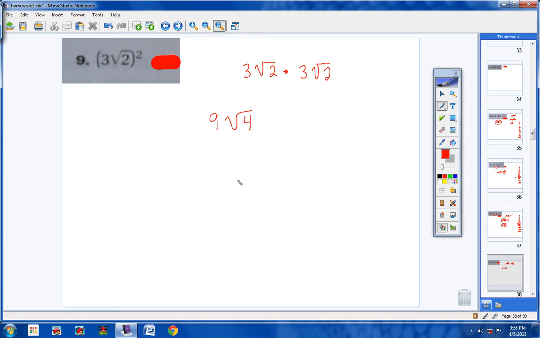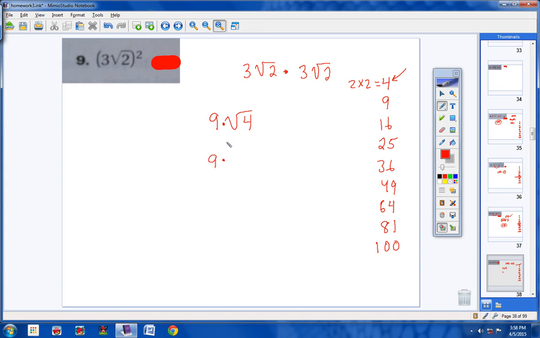Now hold it. We don't need to simplify the square root. 4 is a perfect square. It's right here. 2 times 2 equals 4. So the square root of 4 is 2. So 9 square root of 4 really means 9 times the square root of 4. So we really have 9 times.